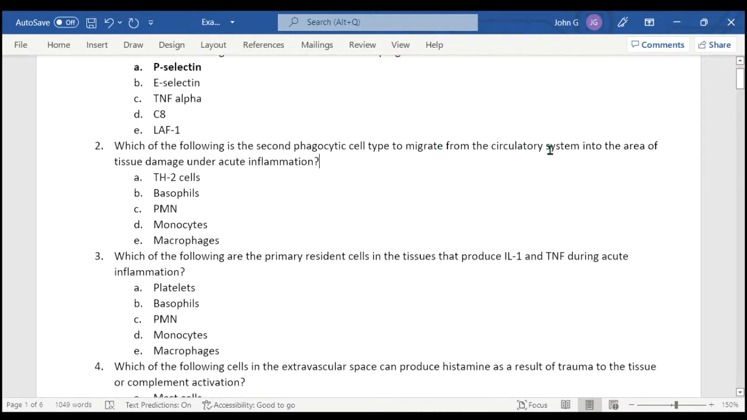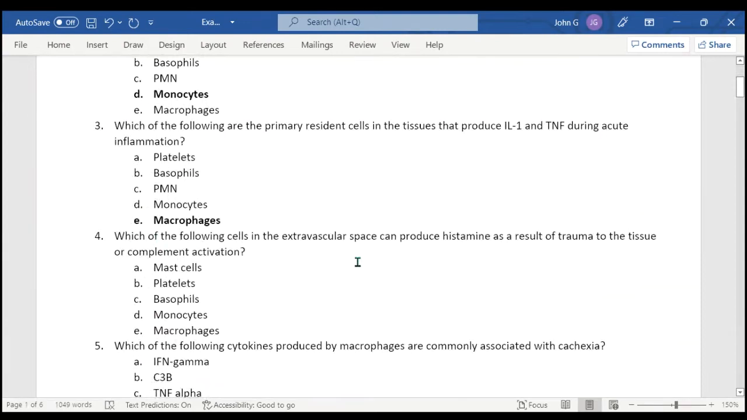Which of the following is the second phagocytic cell type to migrate from the circulatory system into the area of tissue damage under acute inflammation? The first group of cells is going to be the neutrophils. The second phagocyte to be recruited is going to be the monocytes. Okay. Which of the following are primary resident cells in tissues that produce IL-1 and TNF during acute inflammation? That would be the macrophages. Out of all of these, they're the only tissue cell.